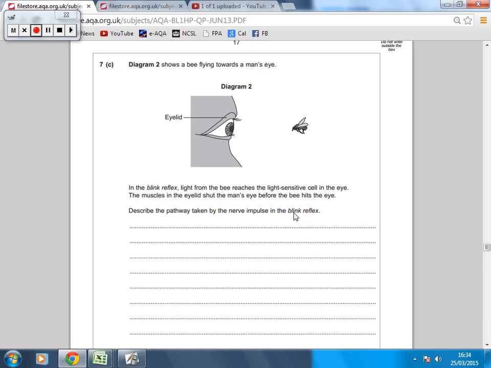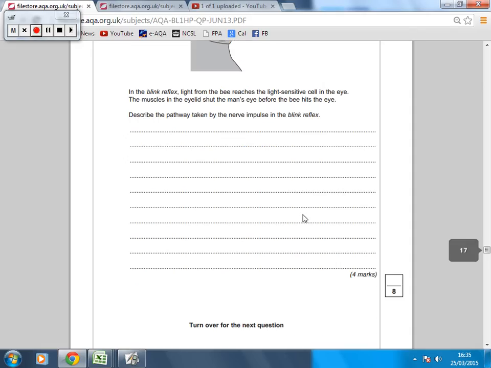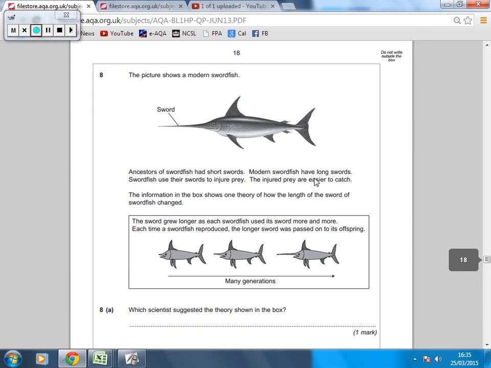Next bit, diagram 2, now we're looking at reflex reactions. So in the blink reflex, light from the bee reaches the light sensitive cell in the eye. The muscles in the eyelid shut the man's eye before the bee hits the eye. Describe the pathway taken by the nerve impulse in the blink reflex. So this isn't what we were talking about before, this is now a reflex. So 4 marks available. Describe it, just say what's happening, mention keywords, think about how it's different to the previous one, and use bullet points, so 4 bullet points.